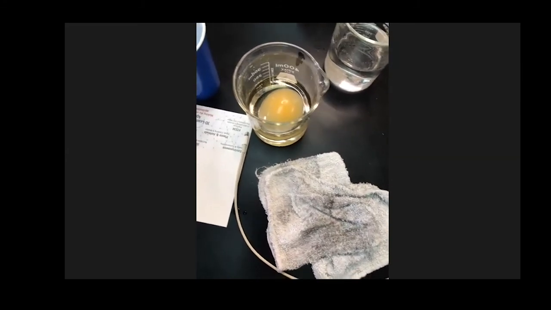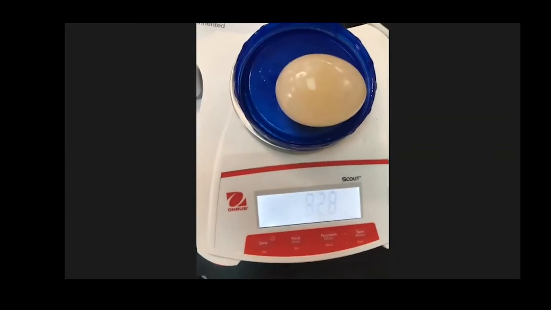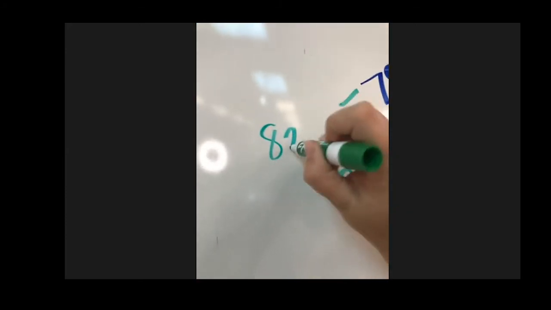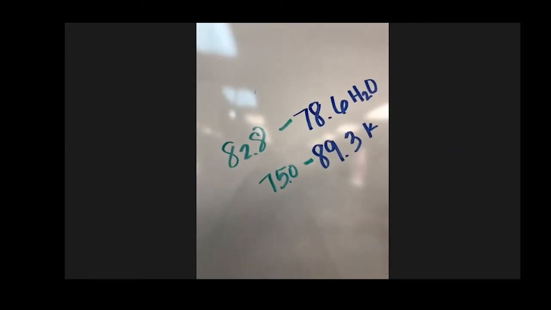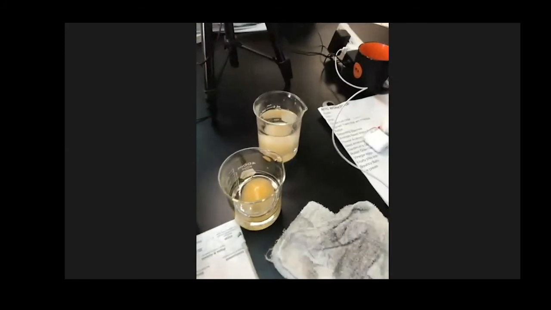All right, let's see what we got, Pearl. We started at 78.6, and now we've got 82.8. So we are almost 4 grams up, or 4 mils up. And they're back in their little water bottles. We'll mass them again. All right, I'm going to put y'all back on the stand.